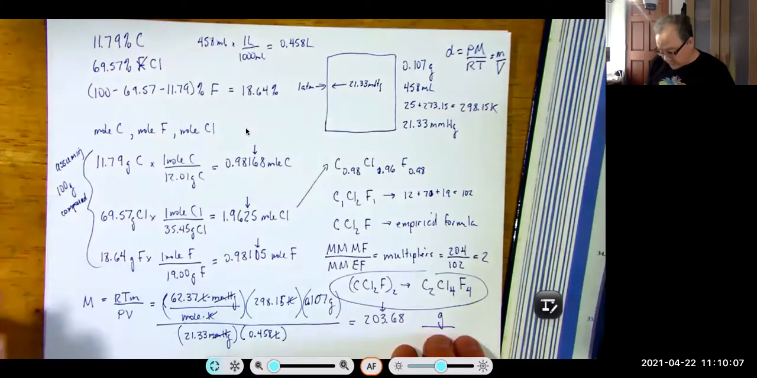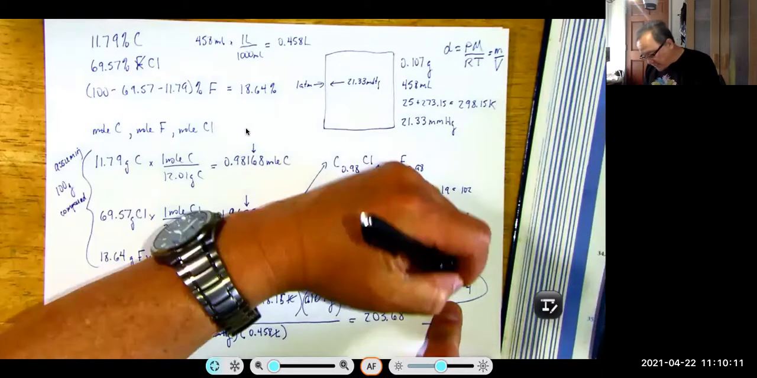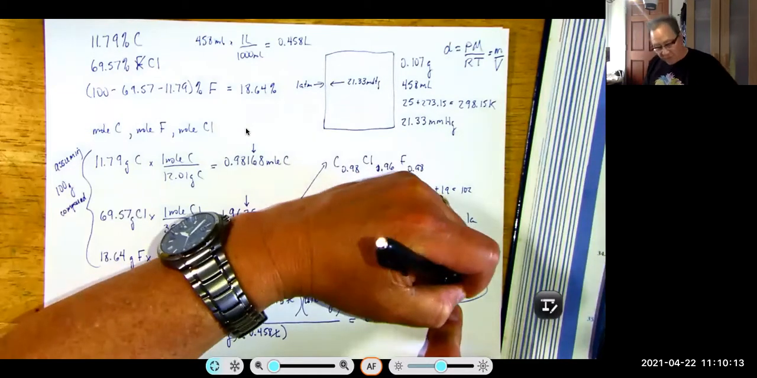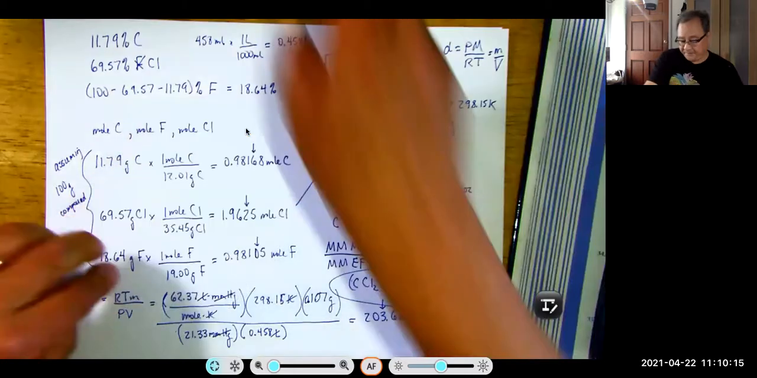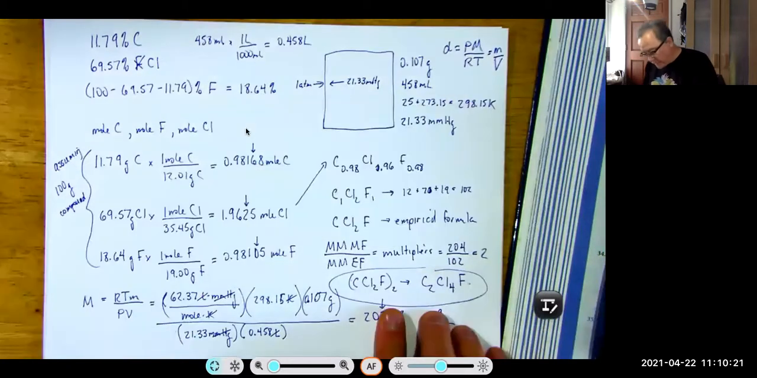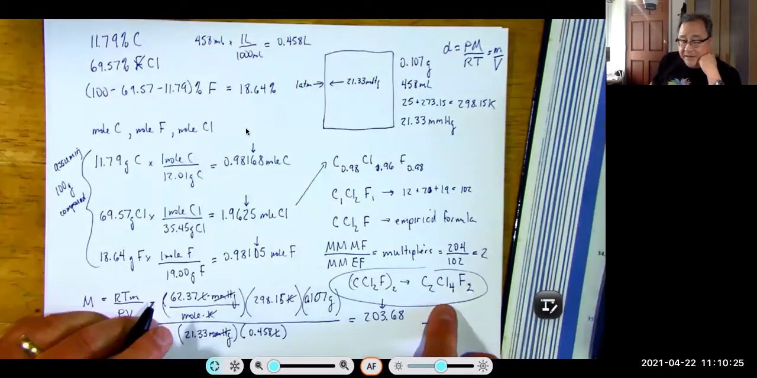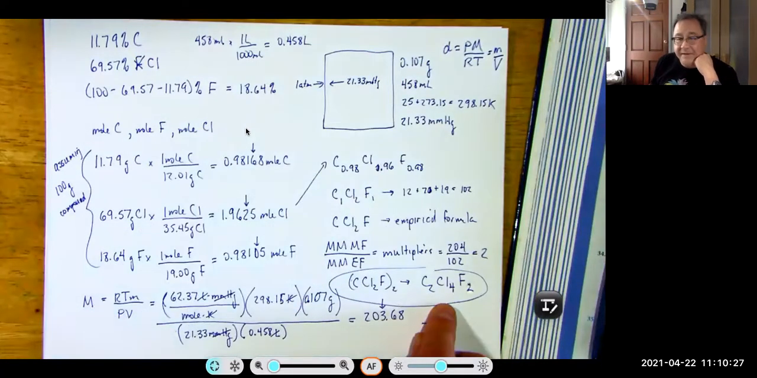So, quick question. Why is that? Oh, that's supposed to be a 2 on the fluorine, not a 4. So, quick question here. Why is this formula I have written here that I'm pointing at, why is that a molecular formula and not an empirical formula?